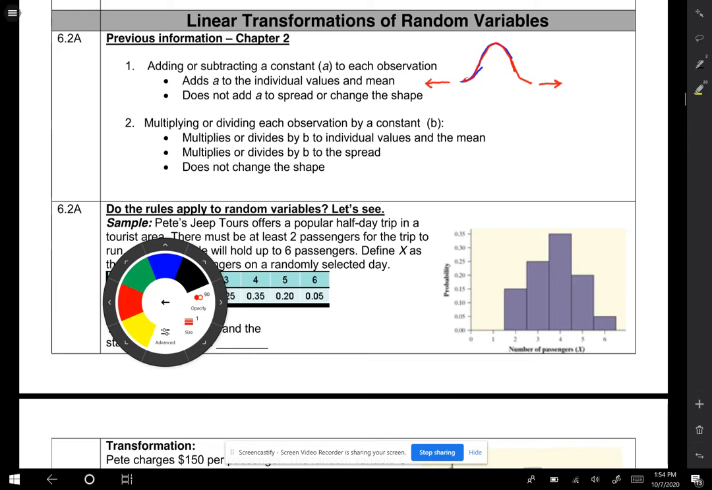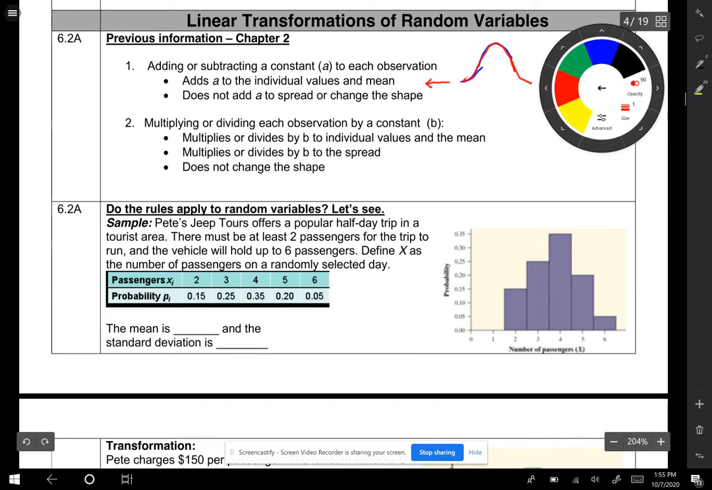As far as multiplying or dividing each observation by a constant, let's call that constant b, it scales: it multiplies or divides each individual value and the center, the mean, by b, and it multiplies or divides the spread by b. So it does affect the spread because it's scaled by b as well, but it does not change the shape. The shape stays the same. We are going to see if the same rules from chapter 2 will apply to random variables. So let's look at a problem.